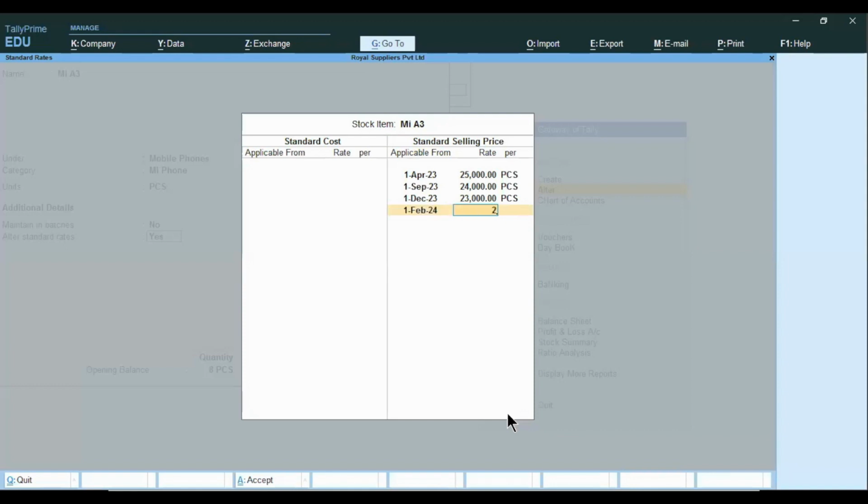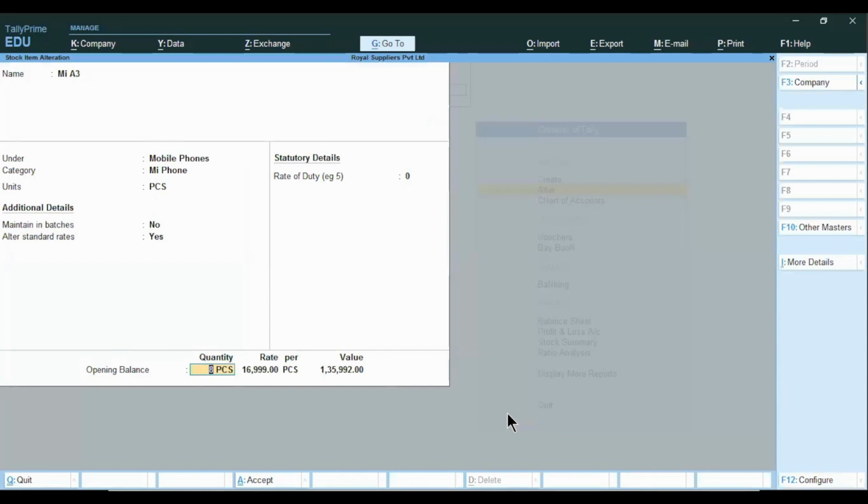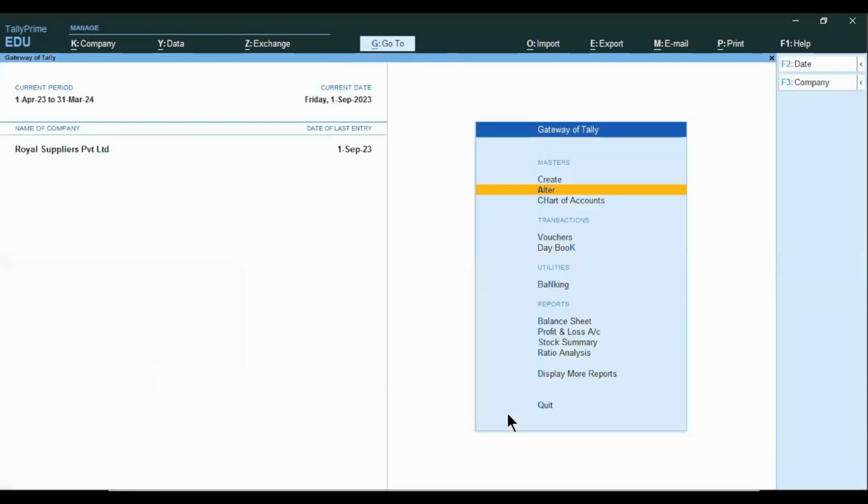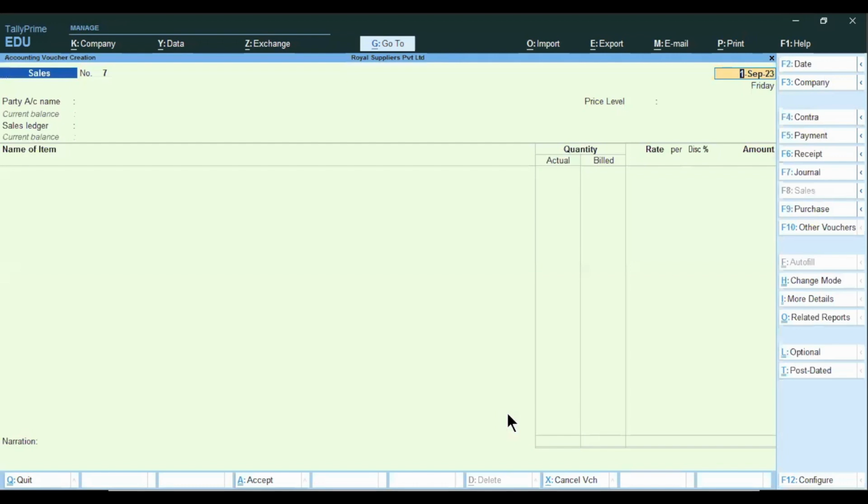Like this, you can alter the stock item selling rate as and when it changes. Just open the alteration screen and provide the details. Press Ctrl A. Now let's start selling the products.